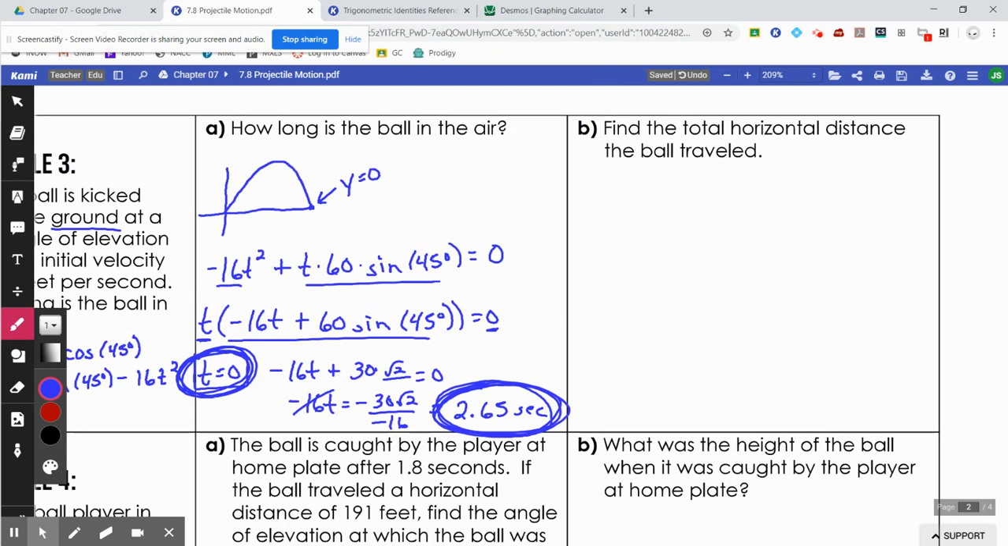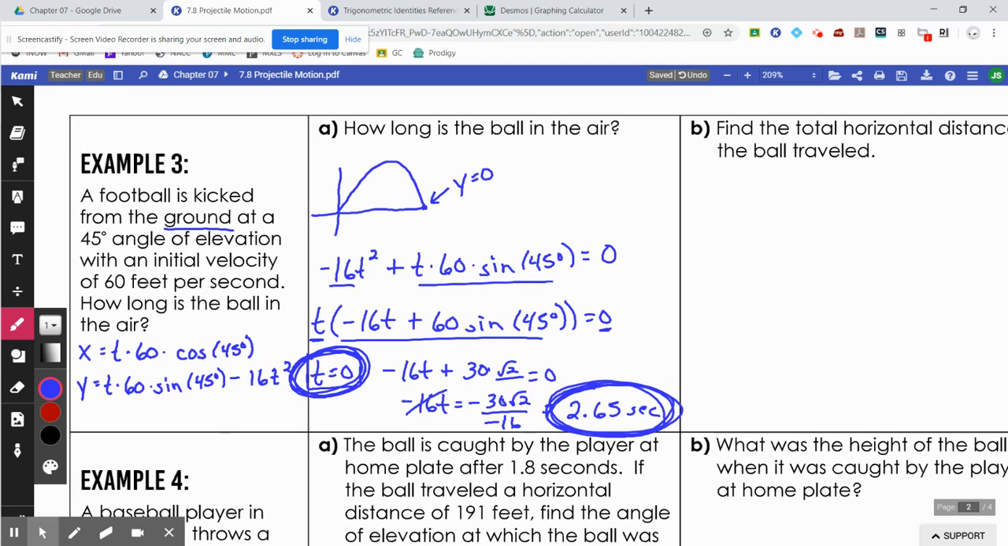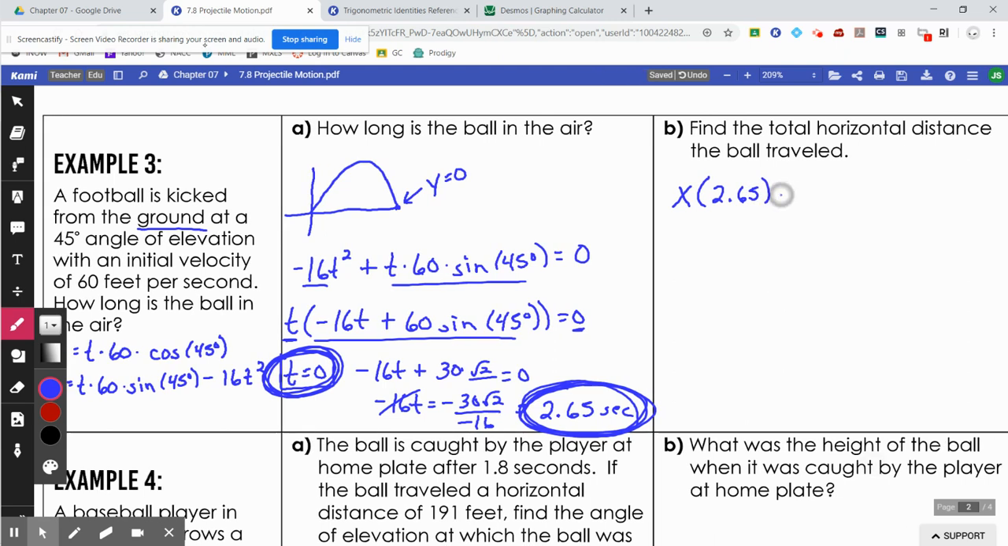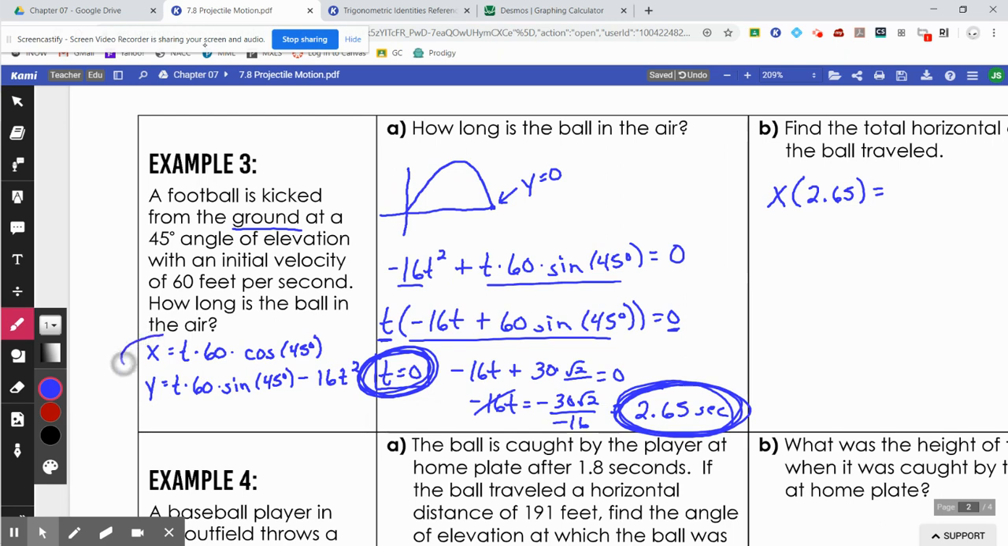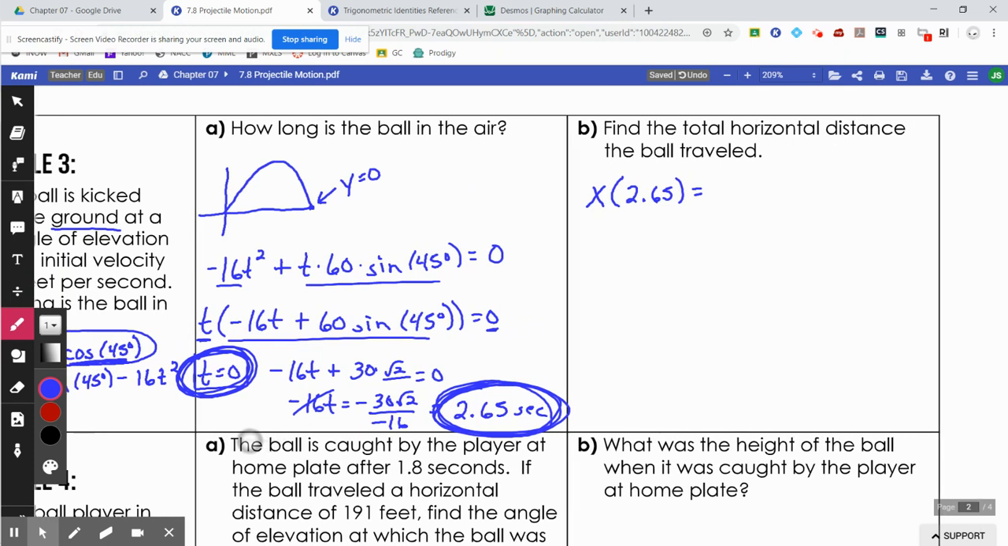Find the total horizontal distance the ball traveled. We knew it was in the air for 2.65 seconds. So what we need is the x value when it hits the ground. How far did it travel? Well, it traveled for 2.65 seconds. So let's simply take our x equation, because we want to see how far left and right it traveled. Let's plug in 2.65 here. So you're going to do 2.65 times 60 times the cosine of 45. Just type that straight into your calculator and you get 112.43, and this was in feet.